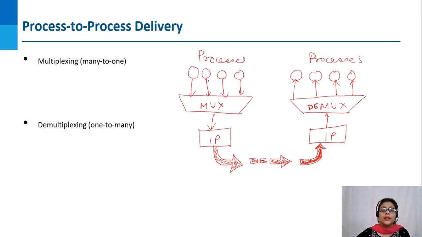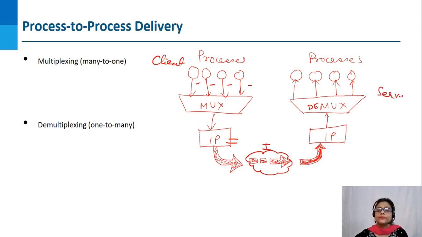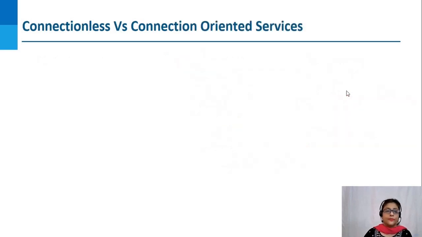So this is an example. There are different processes running at the client end. They can be multiplexed, so many to one. It goes to the network layer. With the help of the IP addressing, it passes through the internet and goes to the server end. At the server end, again it goes to the host based on the IP address. It is here demultiplexed, meaning one to many. So based on the port numbers, the data is fed to the different processes of the server.